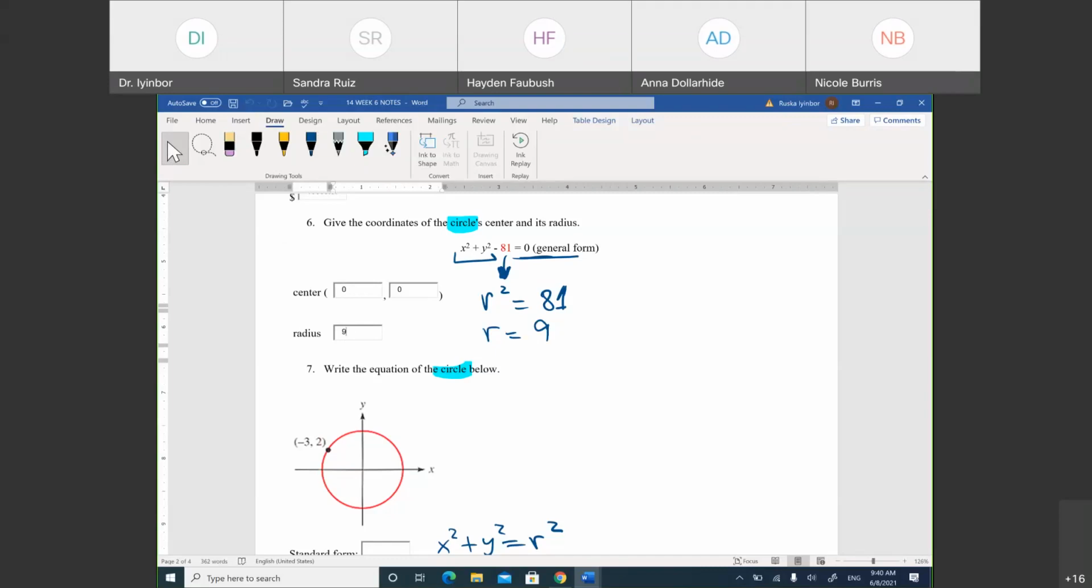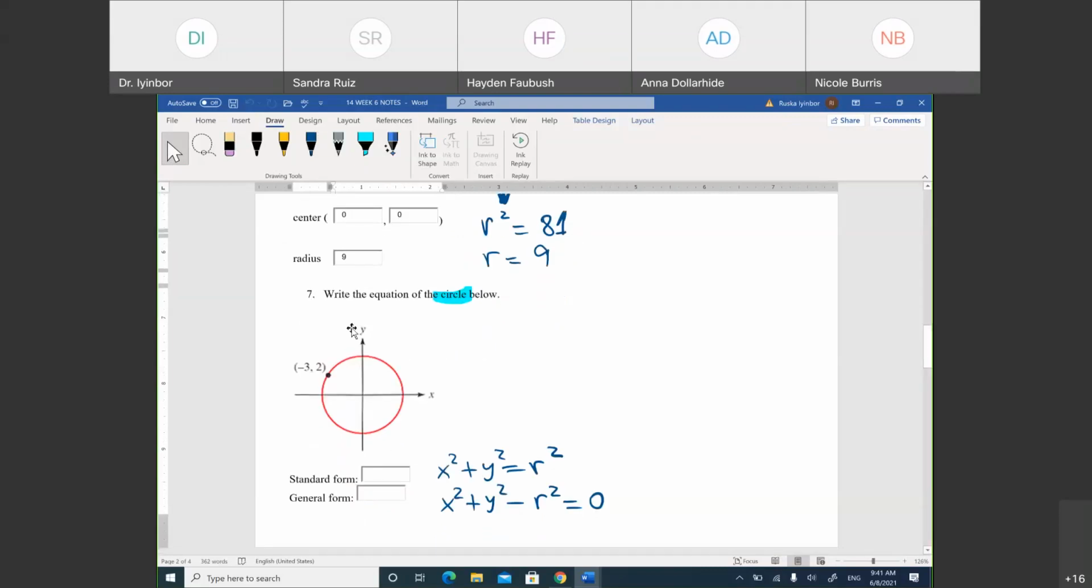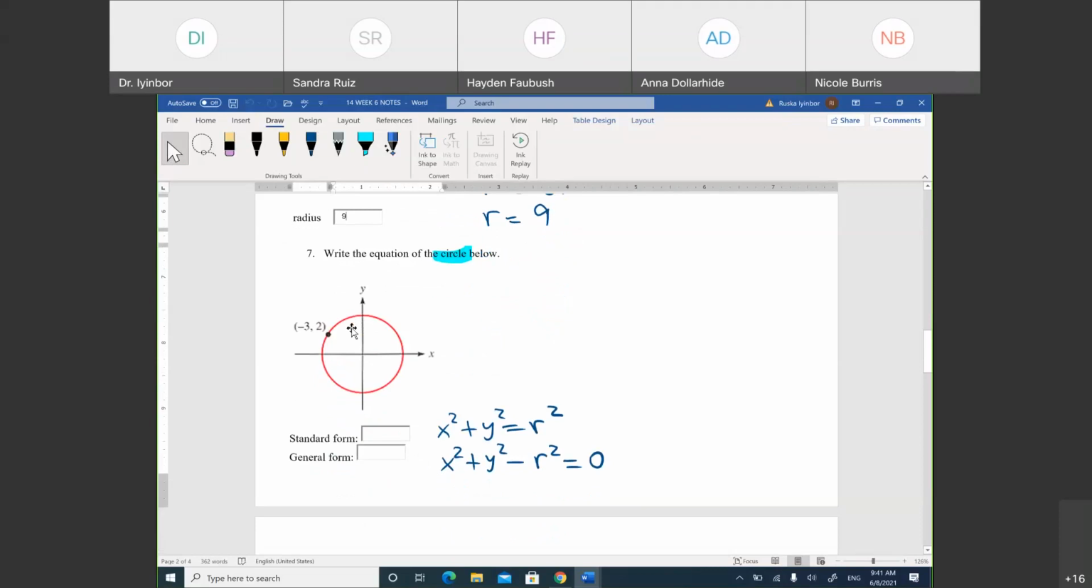Okay, so that's all what you're doing. If you have x squared plus y squared, if the center is 0, 0, and the radius is the square root of the given number. Okay, then the next one, we have to write the equation. So here what they give us is center 0, 0.